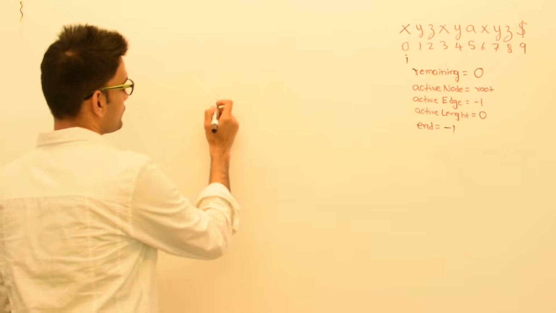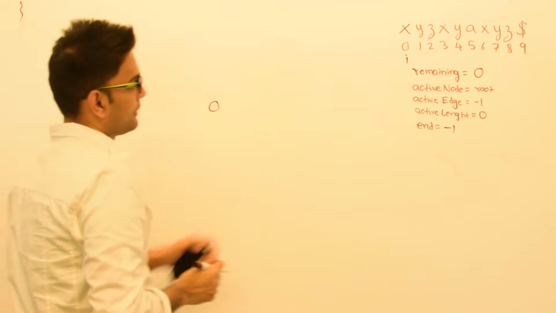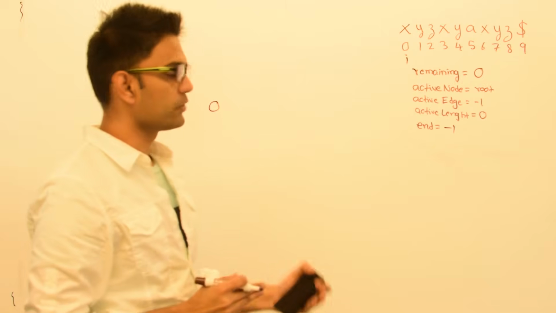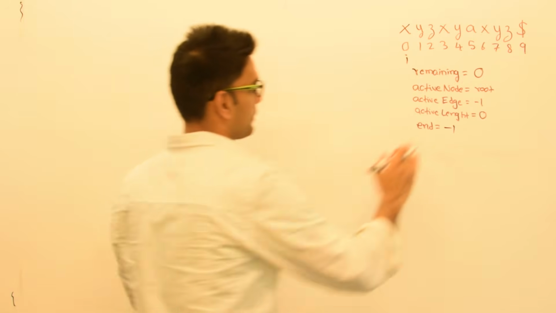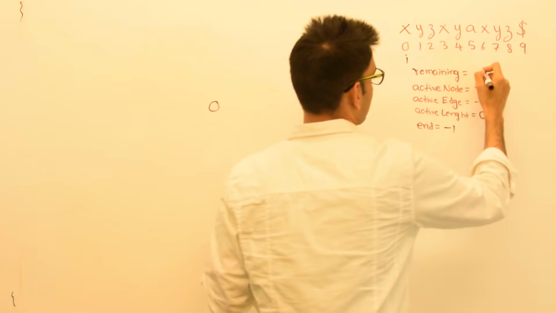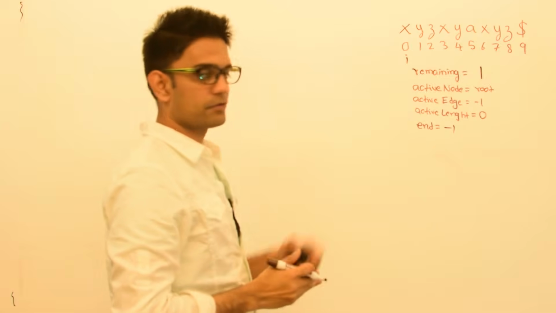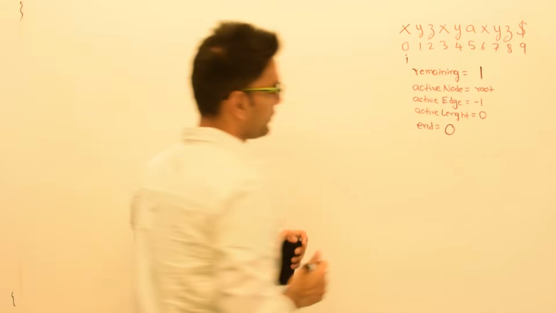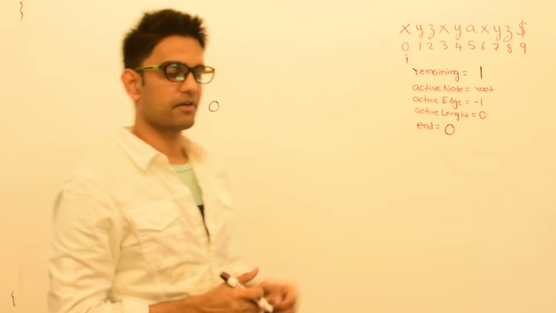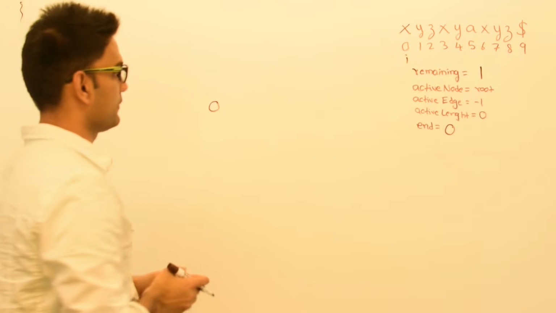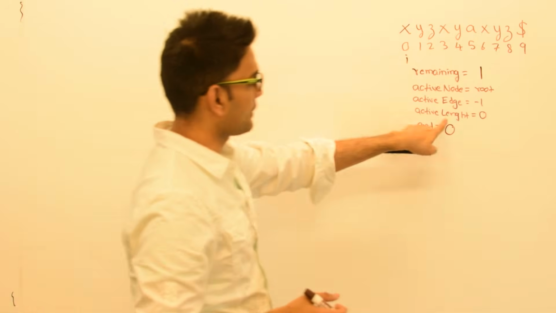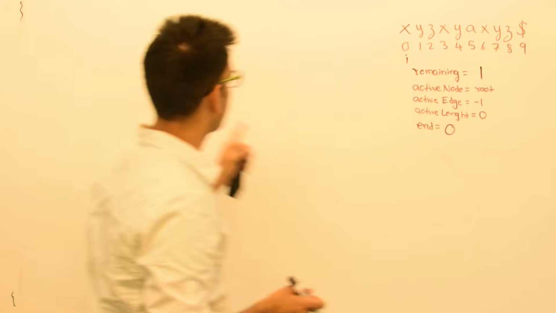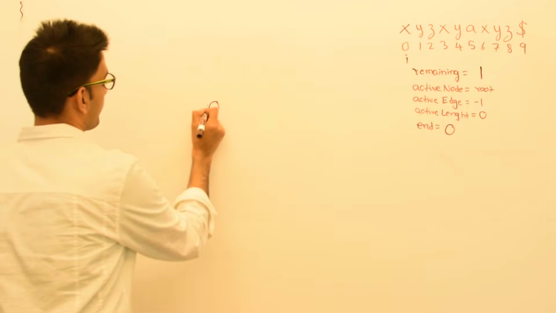So I start from root. My phase is I. When a phase starts, the first thing we do is increment our remaining, so remaining becomes 1. We also increment end, so end becomes 0. Then we go into a while loop while remaining is greater than 0. Remaining is greater than 0, so from root, since our active length is 0, we check, is there a path with x from root? There is none, so we create 1.